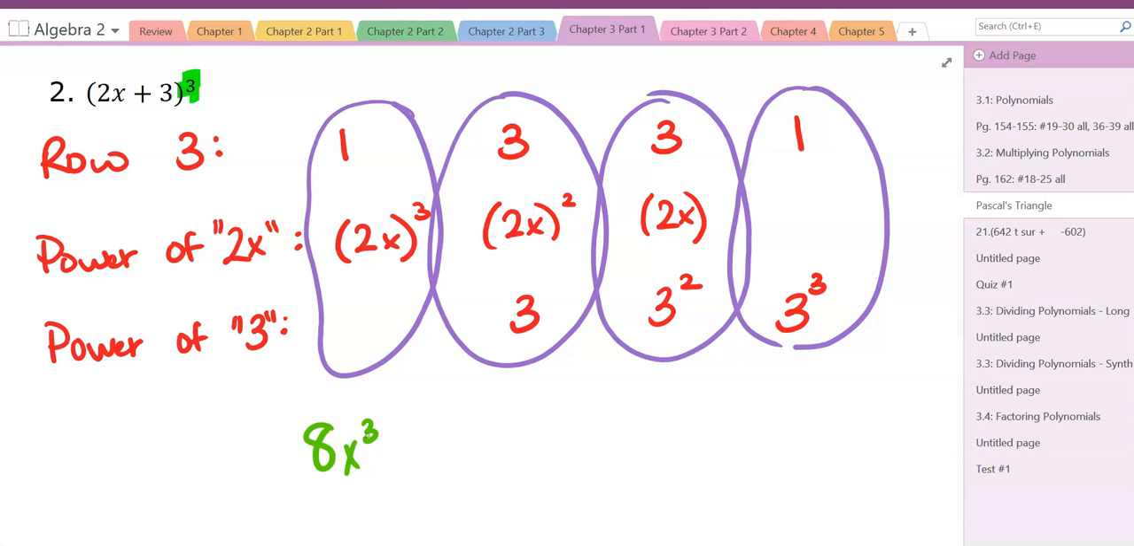Okay, next one. Let's do the 2 squared first. What's 2 squared? 4. Okay, so what's 4 times 3? 12. We have another 3. So 12 times another 3 is going to get us up to 36. So this next term is going to say plus 36, and then it's going to have x squared.